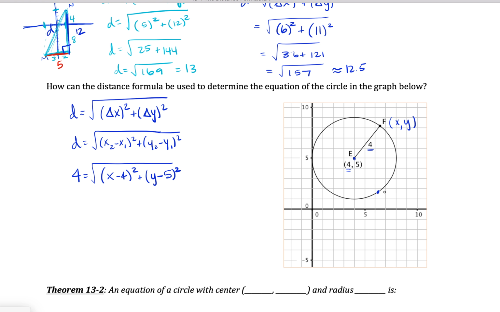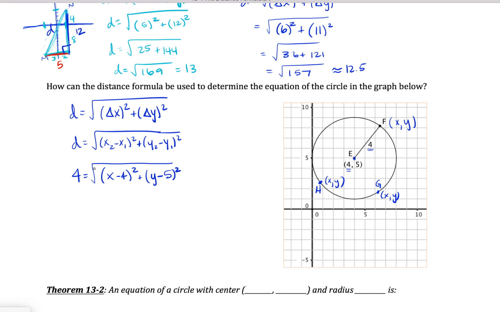So the distance between x, y and 4, 5 will always be 4, no matter where I pick that x, y. If this is point G, that's my x, y, or this point over here, H, let's say that's my x, y. No matter what point I pick, if I put that ordered pair in for the x and y in this little equation, it should end up being true, because the distance between that x and that y and 4, 5 will always be 4. So now this is basically a description of the relationship between these points on the circle and this center point 4, 5.